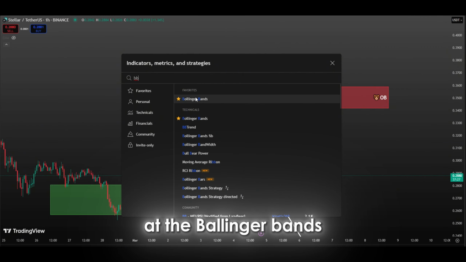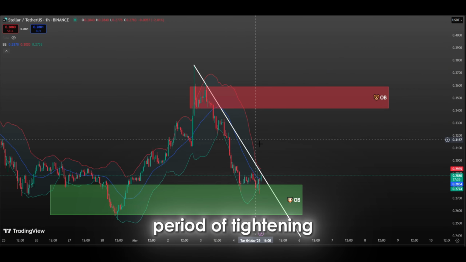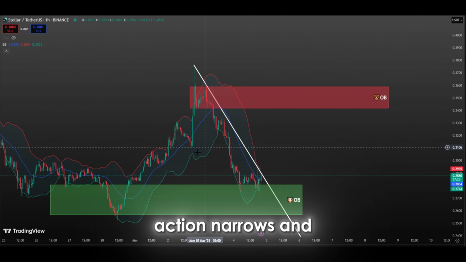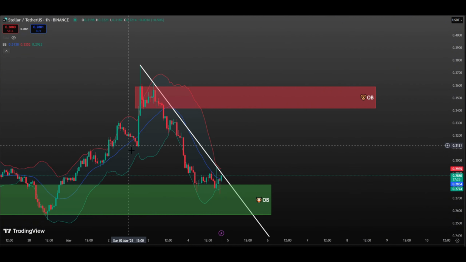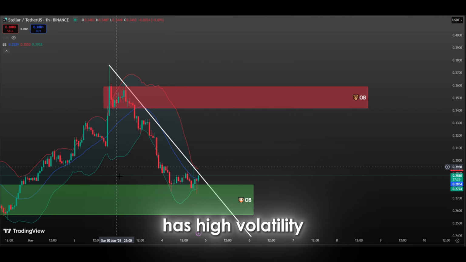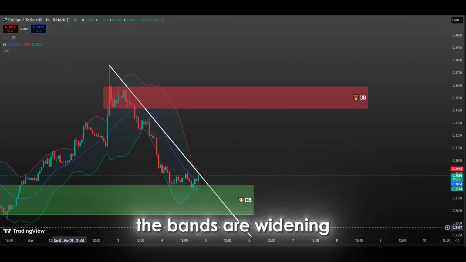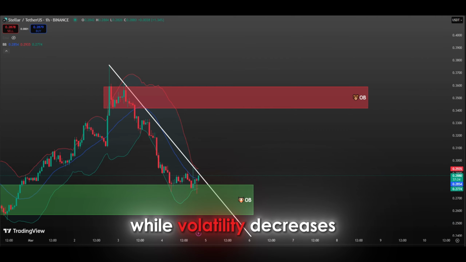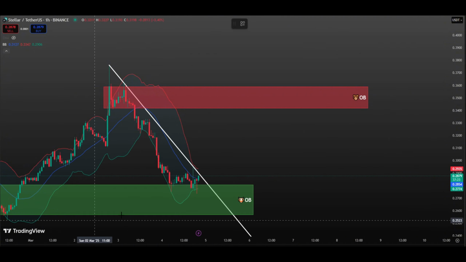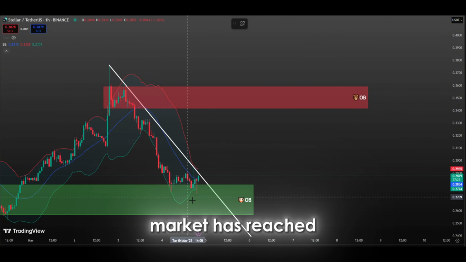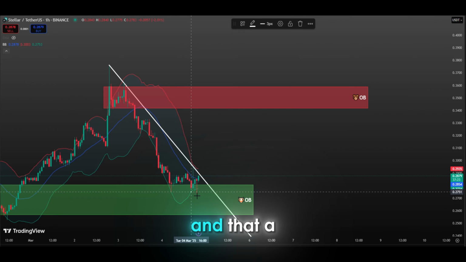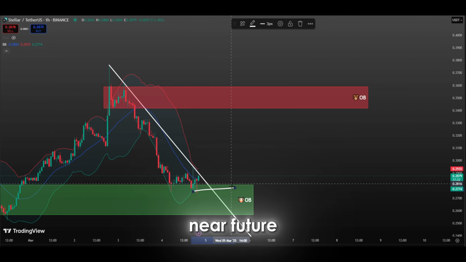When we look at the Bollinger Bands, we see that there is a period of tightening when the price action narrows and the bands converge. We can observe that the market has high volatility during periods when the bands are widening, while volatility decreases during periods of compression. The current squeeze signals that the market has reached a decision point and that a larger move may occur in the near future.